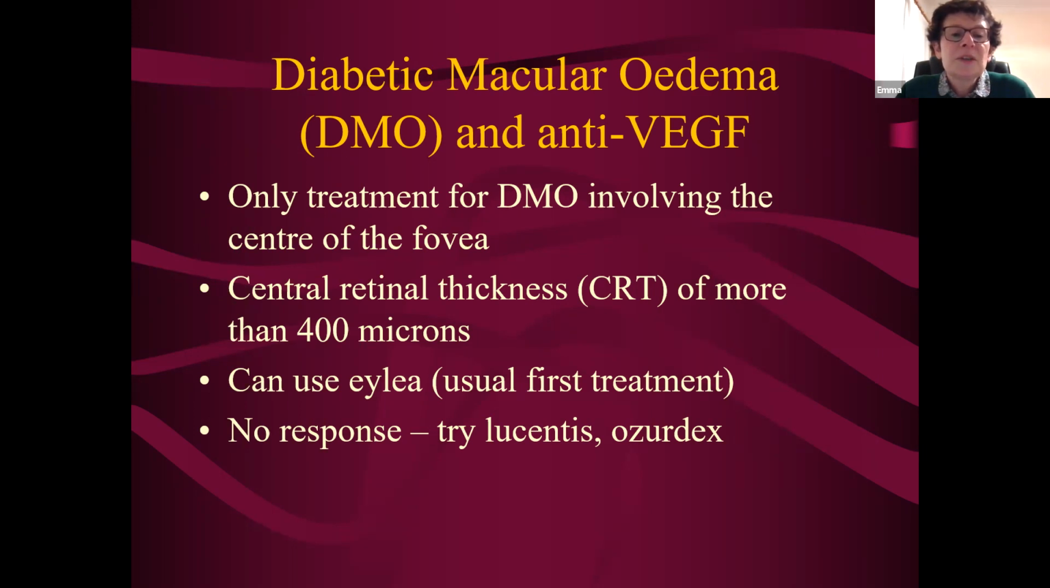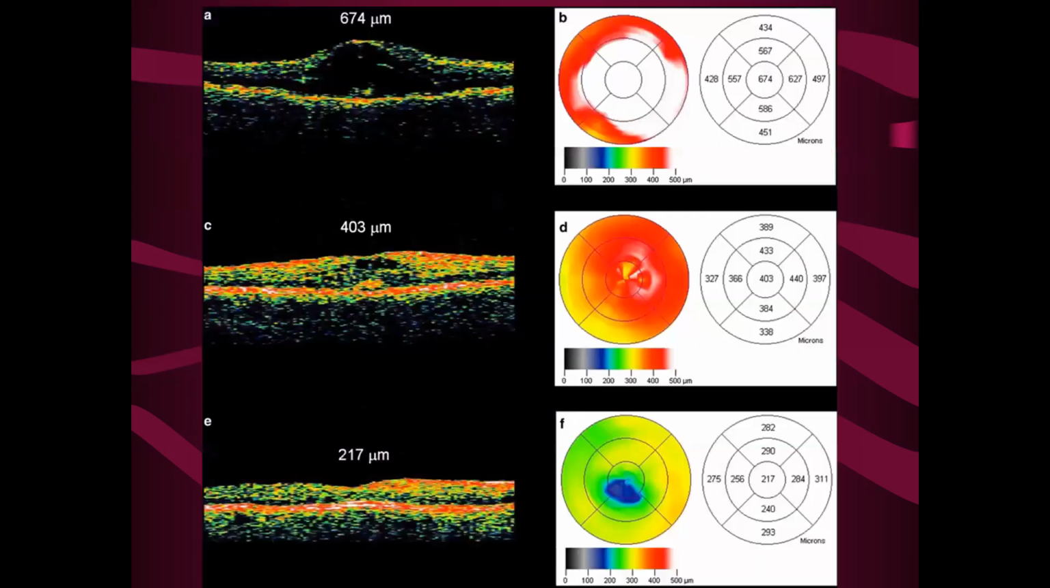We usually use Eylea or aflibercept as our first treatment, but with no response, we can try either Lucentis, Ozurdex, and now actually we can try faricimab, which is the new kid on the block. The hype from the drug company would have you believe that you can have intervals of up to 4 months. We will see. It's not really been used in many clinics yet.